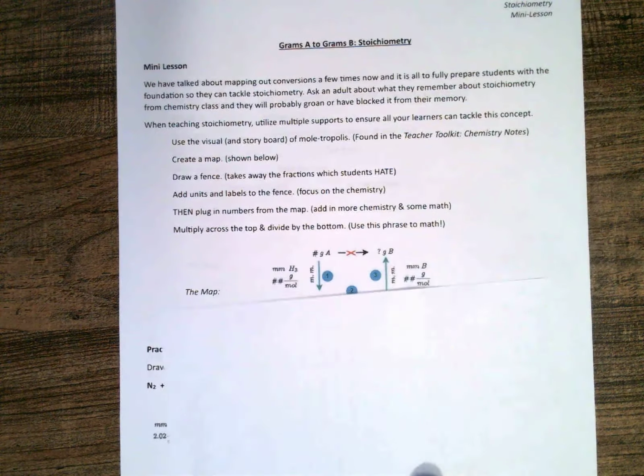I have my students draw a fence, which takes away fractions because I find and have experienced when I was a student that I hated fractions and my students, they're so scared of them because they confuse them. So I take them away by using a fence. Then I add units and labels to the fence. We focus on the chemistry first, and then we plug in the numbers from the map. So now I'm adding in a little bit more chemistry, but then the math. And finally, I always use this phrase for them to, quote, "math it out." They multiply across the top and divide by the bottom. So what does that mean?